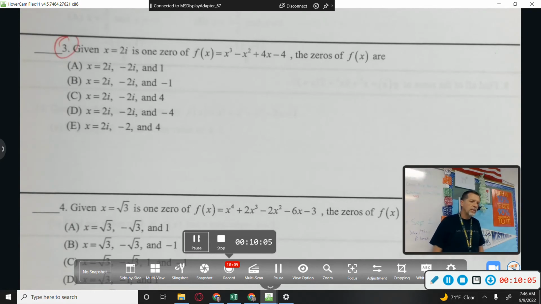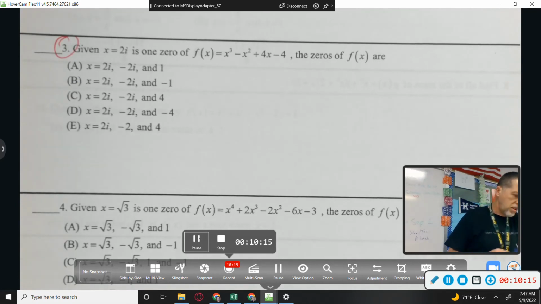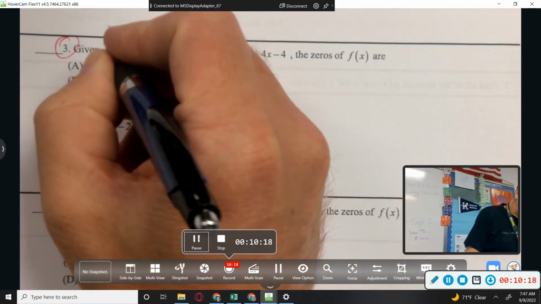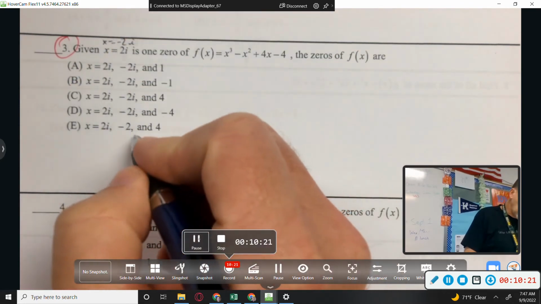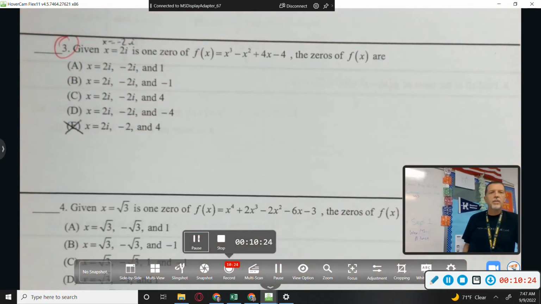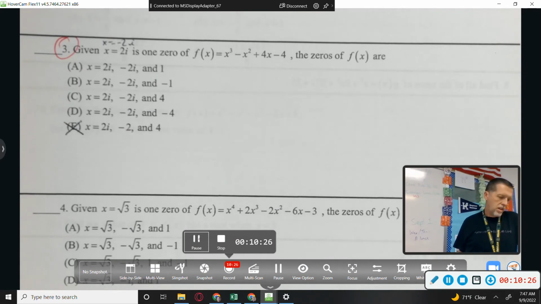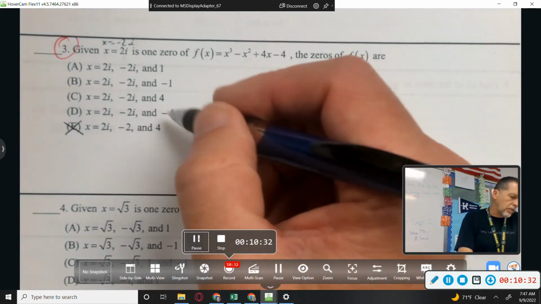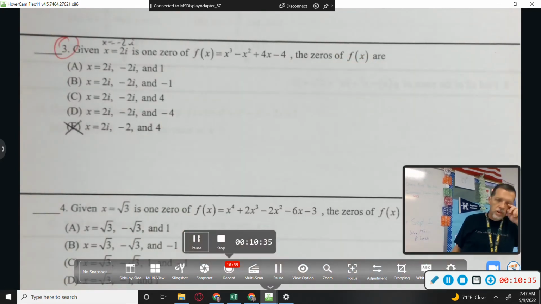Given that x equals 2i is a 0, the zeros are, well, if 2i is a 0, then what else is a 0? Negative 2i. But they all, whoops, I can throw out e then. E doesn't have the plus and minus 2i. And then the last one, I don't know. 1, negative 1, 4, negative 4. I don't know. So how do we usually proceed if we know one of the zeros and we're looking for the other zeros? Synthetic division.